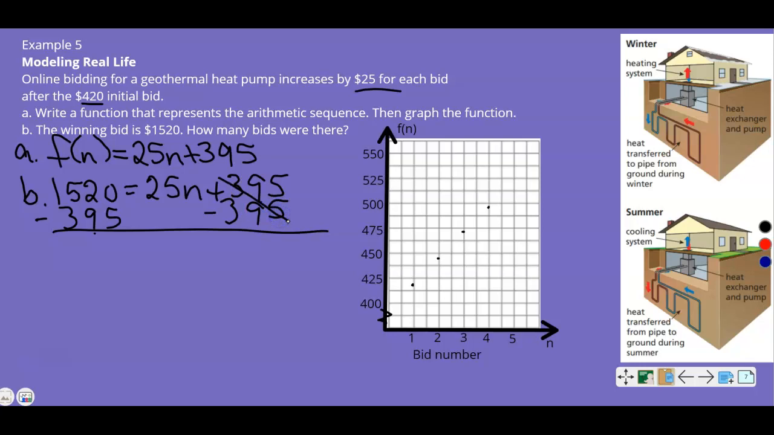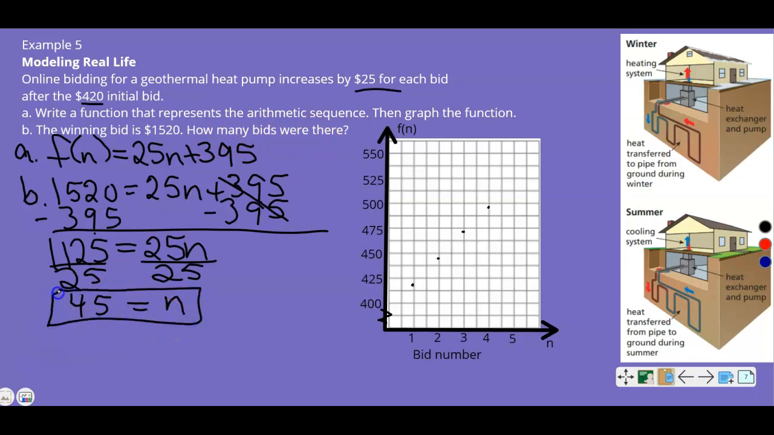So 1520 minus 395 is 1125, and that equals 25n. Now we're going to divide both sides by 25. So n equals 45. That means there were 45 bids. It says how many bids were there? There were 45 bids for the winning bid to be 1,520.